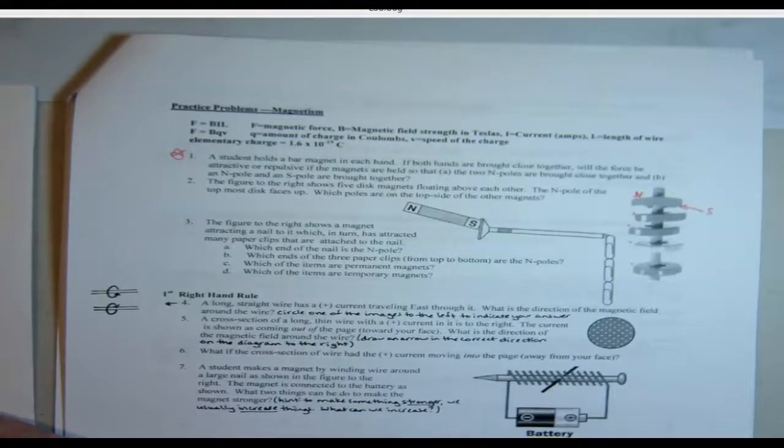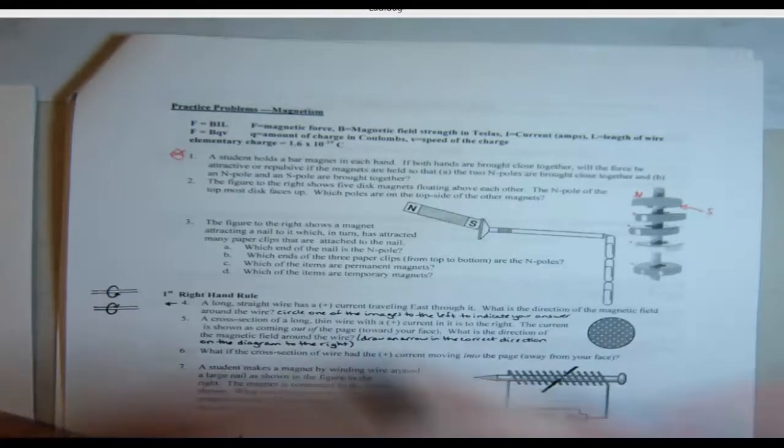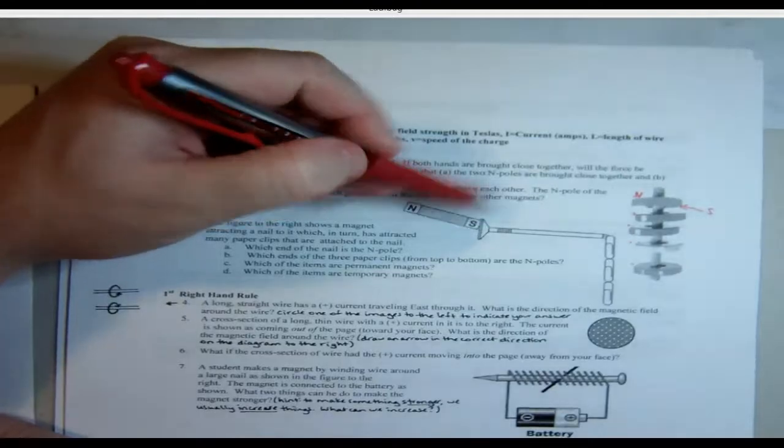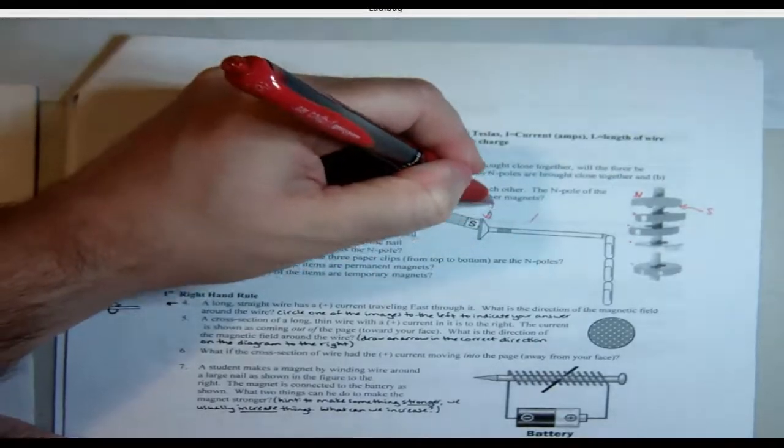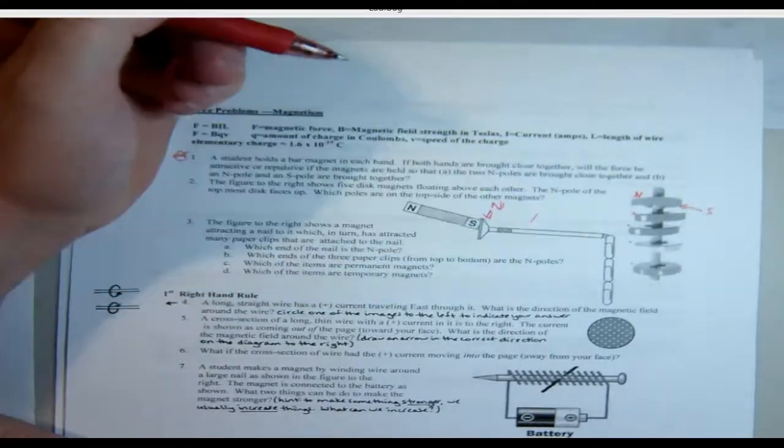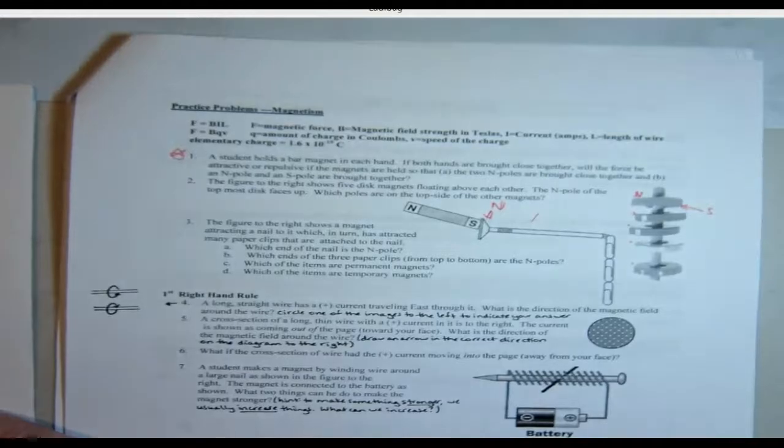All right. The figure to the right shows a magnet attracting a nail to it, which in turn attracts many paper clips. Which end of the nail is the North Pole? Well, if this is the south and they're attracting, that means this has to be north because they attract, right? Easy. And then they just want you to label the rest. So I'm not going to do that.